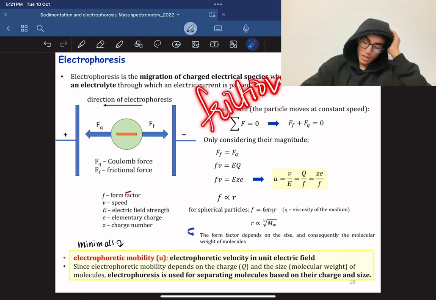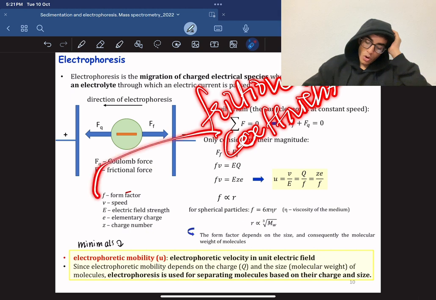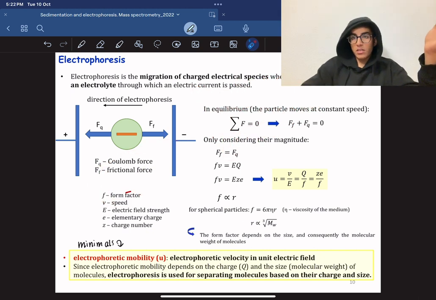Frictional coefficient. Now, you guys might think, oh, it says form factor here. Well, what do you think form factor means? Okay, that can't be measured. You can't just look at a circular thing and say, oh, the F for you is that.